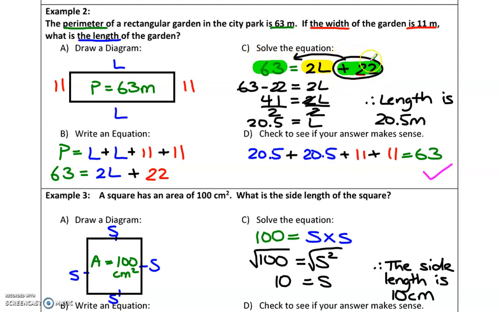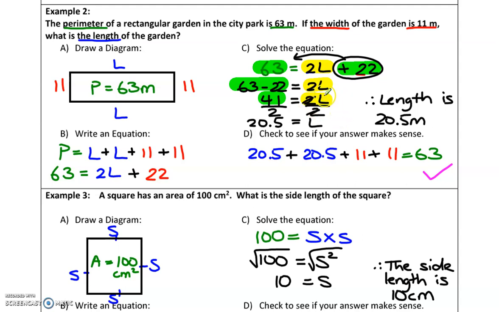So notice that I circled this and I put it over on this side because I wanted those 2 greens to be together on the left-hand side and I wanted the yellow to be on its own on the right-hand side. So because I didn't move the 2L, nothing changed, but I did move that 22 to the other side. It was a positive before. Now notice it's a negative. Okay, we didn't change the 63 because it didn't move. All right, so the answer to 63 minus 22 is 41 right there. And this 2L is going to be right here.